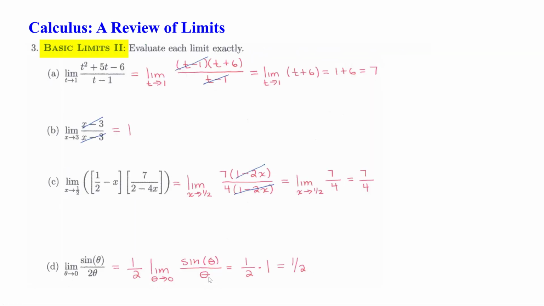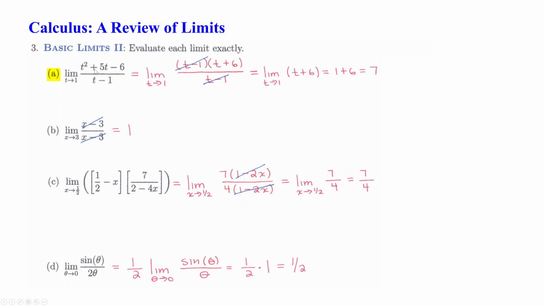Okay, basic limits. So now we're looking at the next level up. So now we're looking at a rational function in part A. Can we evaluate by simply plugging in, namely functional evaluation? The answer is no. Why? You would have 0 in the denominator.